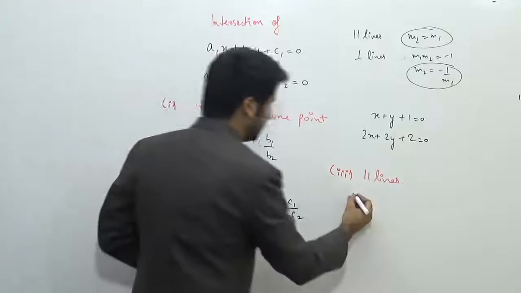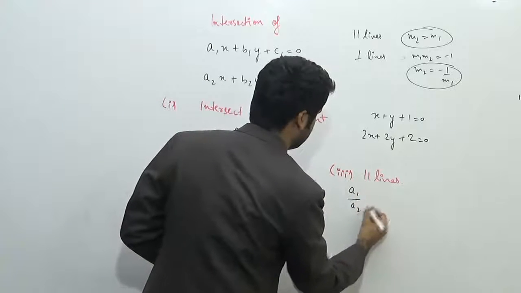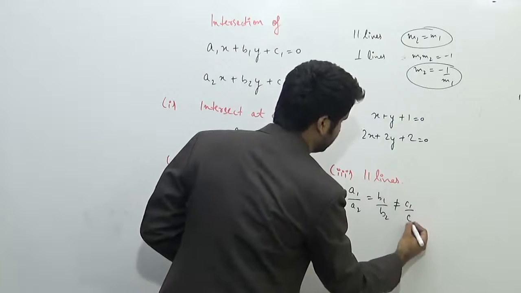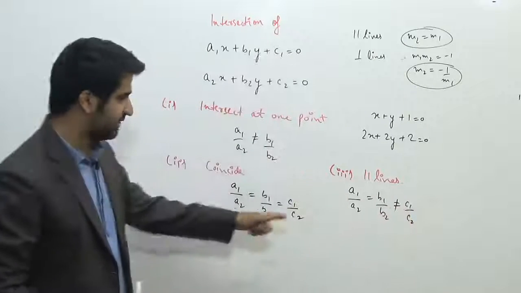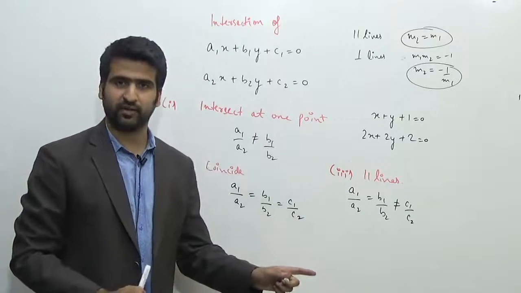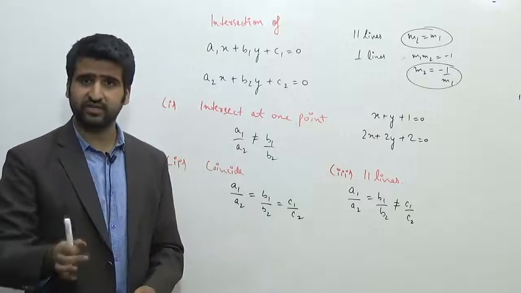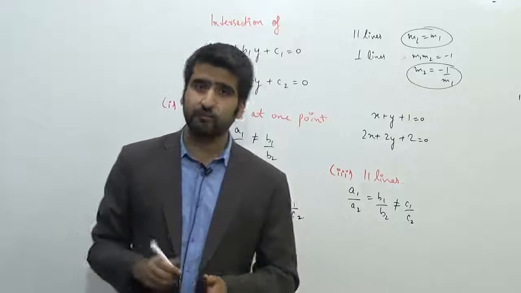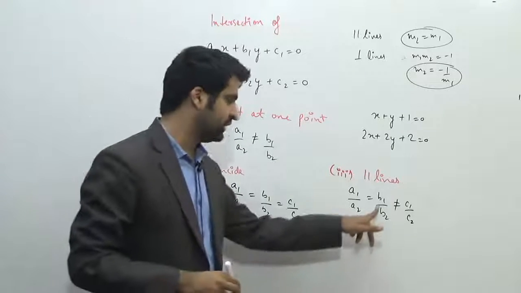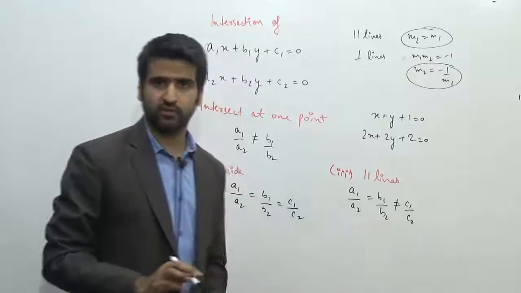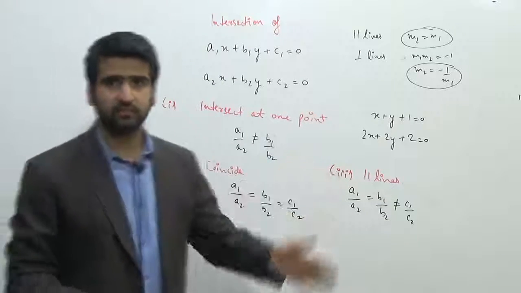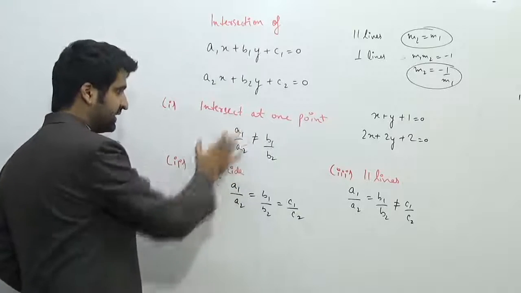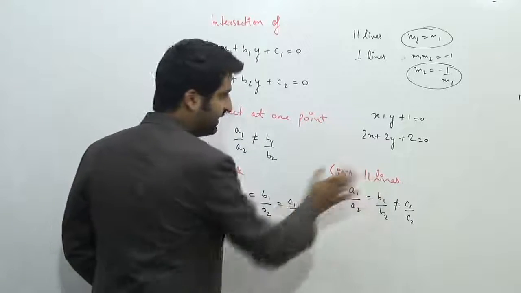That will mean that A1 upon A2 is equal to B1 upon B2, but this is not equal to C1 upon C2, because if it is equal to C1 upon C2, this will become the same straight line. The two lines will coincide, but the two lines are not coinciding. What is actually happening is these two lines are parallel. In this case, A1 upon A2 is equal to B1 upon B2 is not equal to C1 upon C2. So these are the 3 methods to find whether the lines are intersecting at just 1 point, coinciding, or parallel.